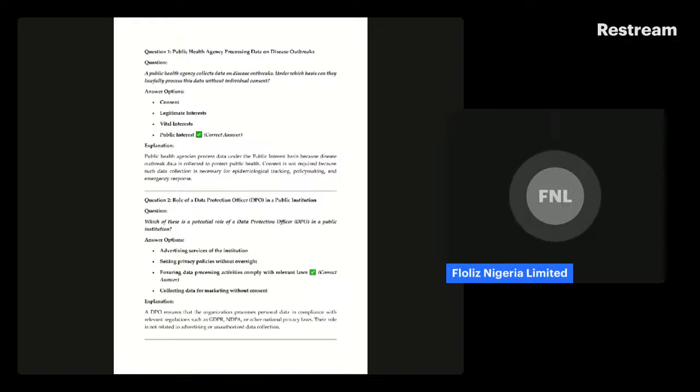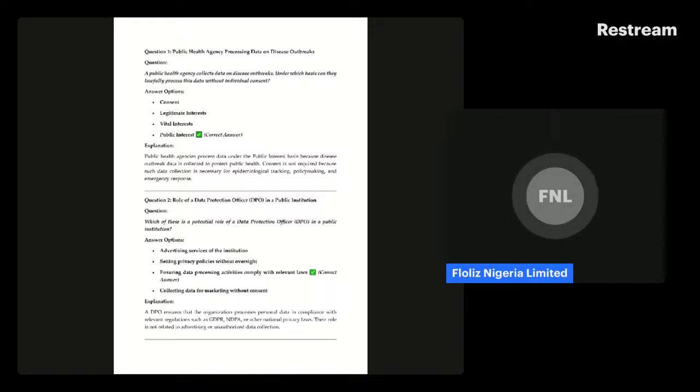Okay, so one of the questions that came out during the mock was, a public health agency collects data on disease outbreak. Under which basis can they lawfully process this data without individual consent? This was one of the topics we treated in the course of the training. So, of course, they've told you that consent should not be the answer by telling you that without individual consent. So, consent cannot be the answer.